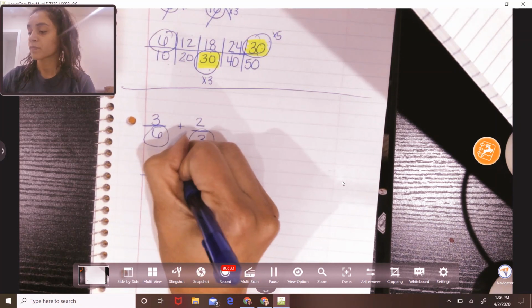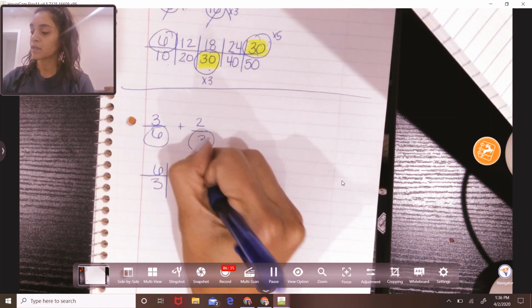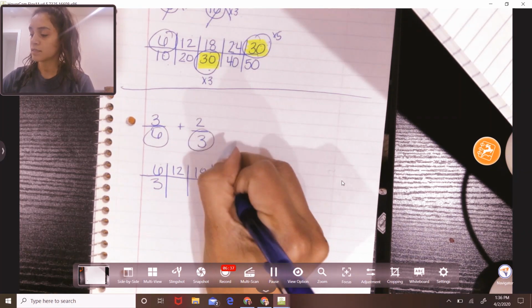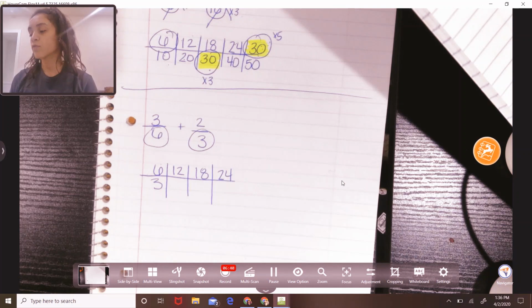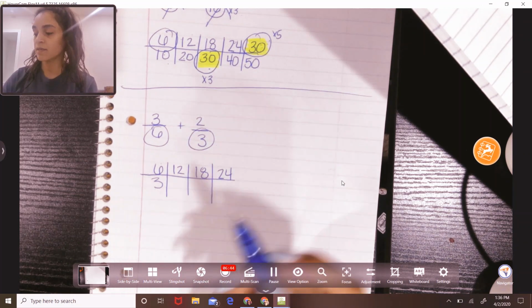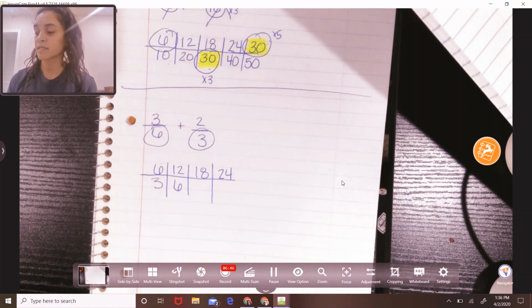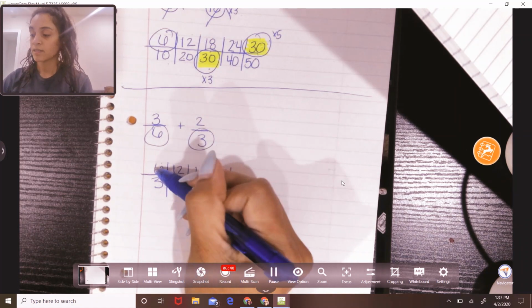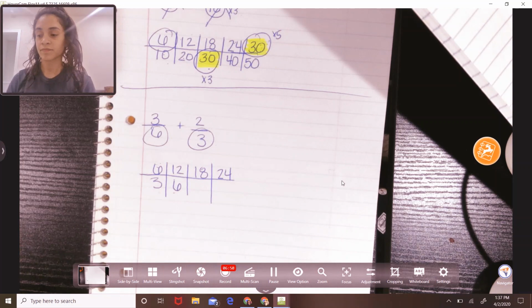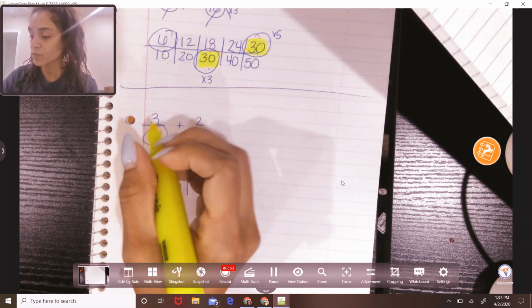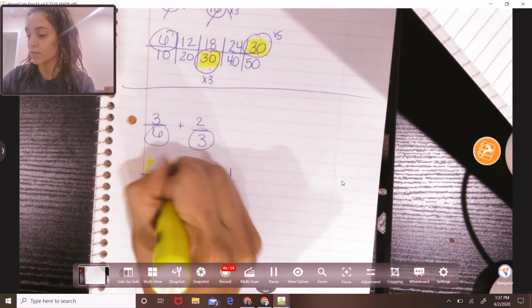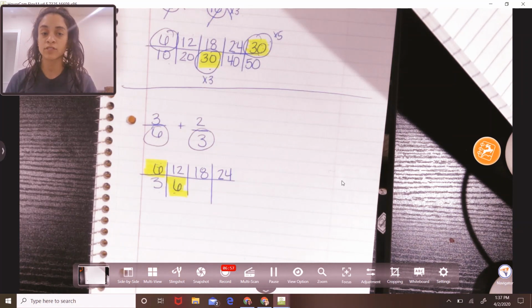6, 12, 18, 24. I can stop there. I don't know. Let's see. 3, 6, right there. They're the same. Even if it starts with the first one, that's okay. It doesn't matter. We finally have 2 denominators that are the same.